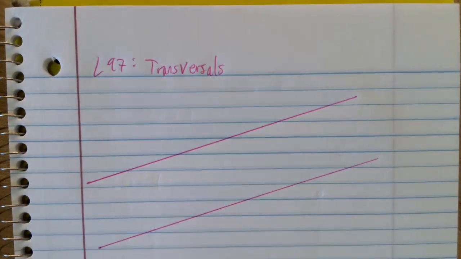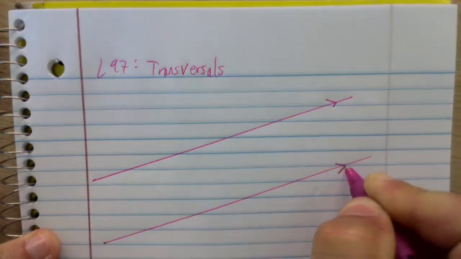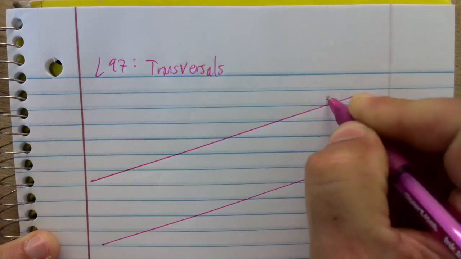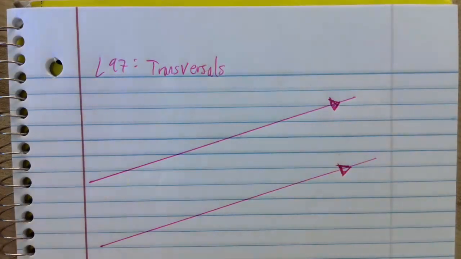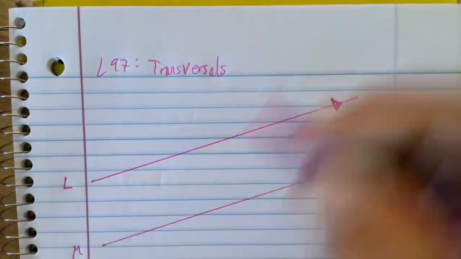The first will be that it has the right symbol, okay? That they have this little arrow pointing in the same direction. Sometimes it's 2, sometimes it's 1, but they both have a little arrow there. That is indicating that line L is parallel to line M.